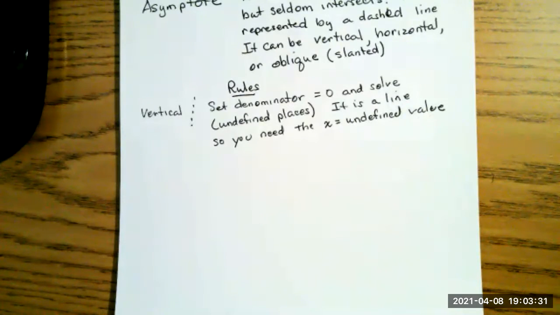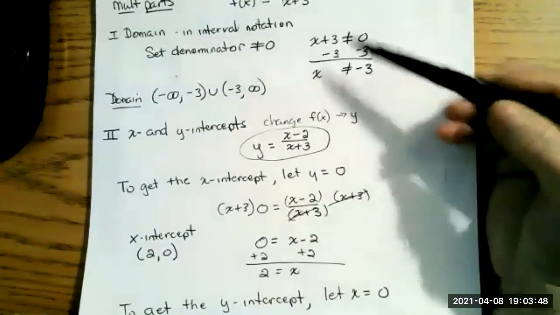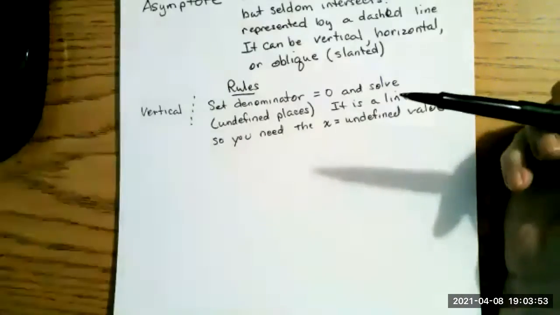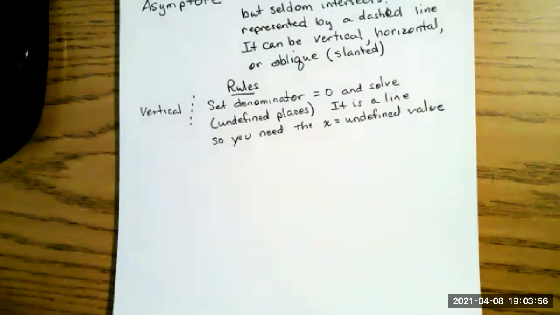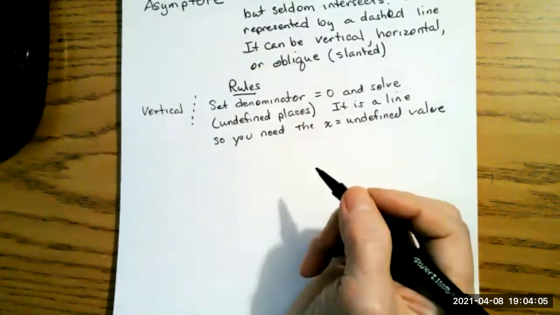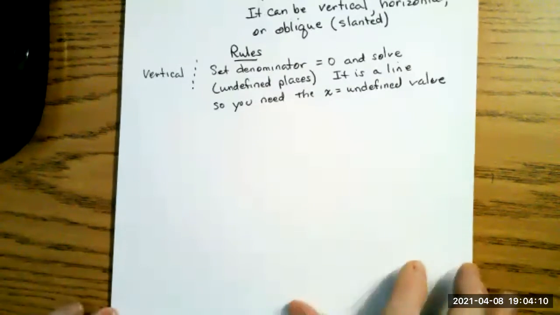So there's a connection between the domain and the vertical asymptotes. The domain that we did a while ago, we set this not equal to 0, and we found out that x cannot equal -3. This is the same thing, except we set it equal to 0 because you want to know what the line is that goes through here. So you're going to set it equal to 0 instead of not equal to 0 for vertical asymptotes.